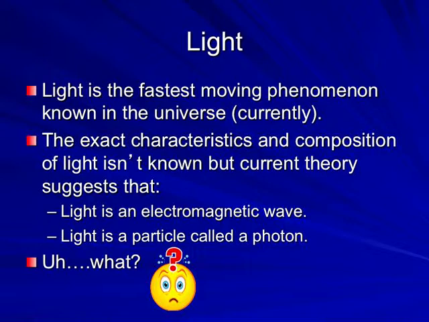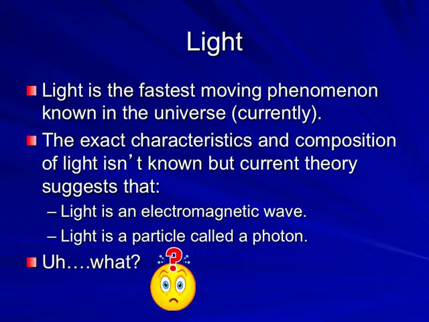We know it exists. Why can't I just make up a new word and call it that? There is a new word. It's called an electromagnetic wave. So up here we said light is an electromagnetic wave.